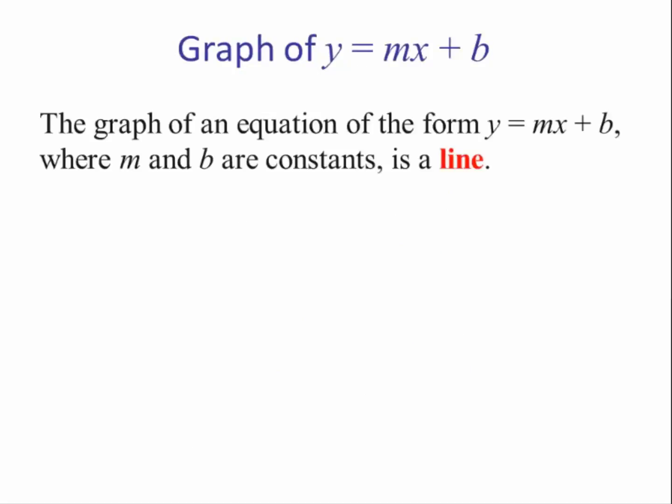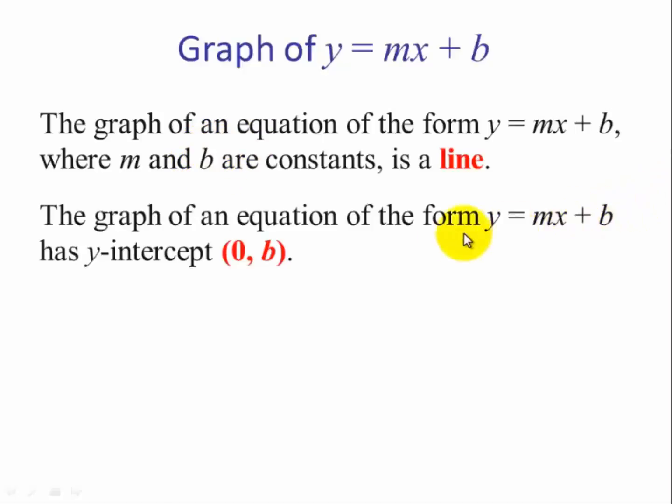Let's talk about some characteristics of the graph y equals mx plus b. The graph of the equation of the form y equals mx plus b, where m and b are constants, is a line. Now some of you may know that m is what we call the slope, which we'll talk about later in future videos, and b is what we call the y-intercept. The y-intercept is the point where the line crosses the y-axis. It is always in this form, (0, whatever your y-intercept is).